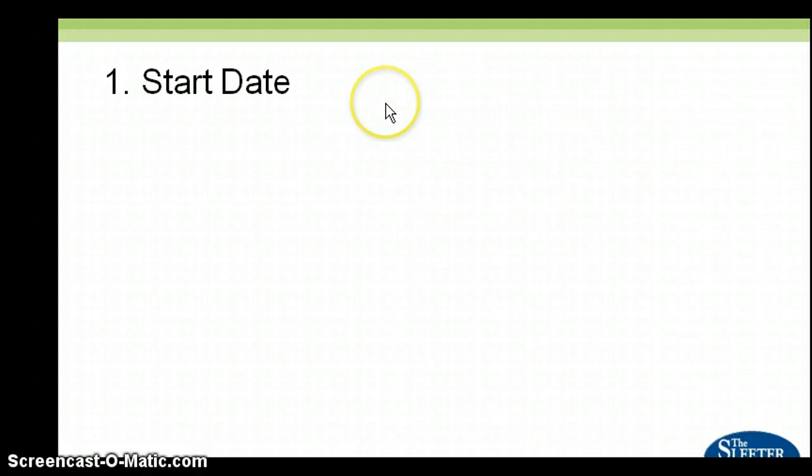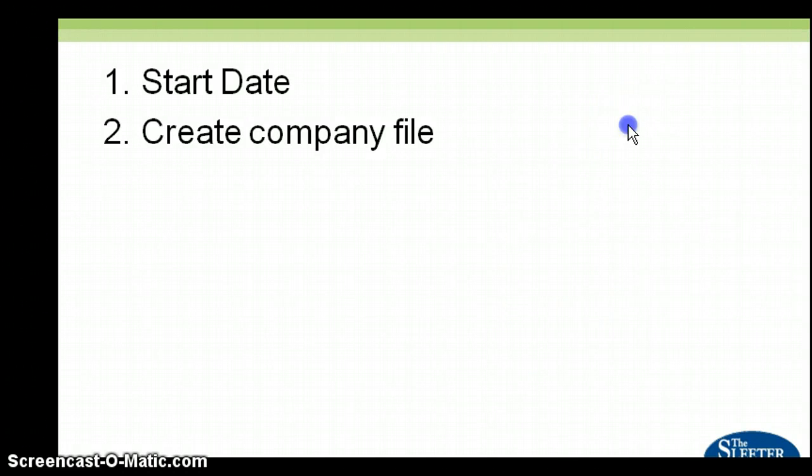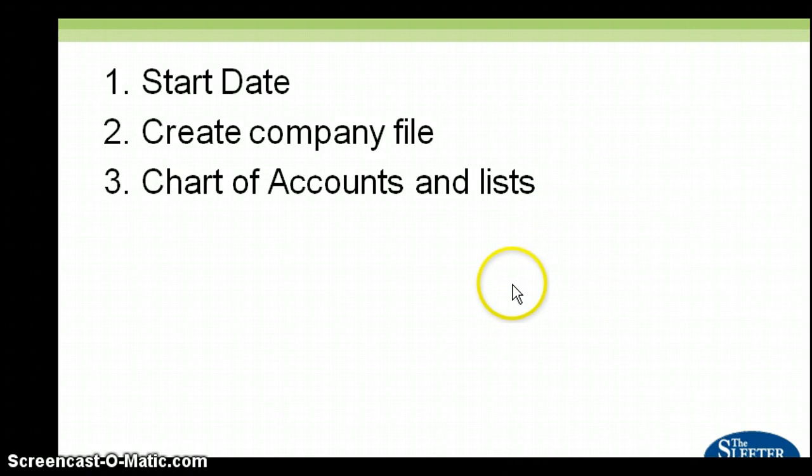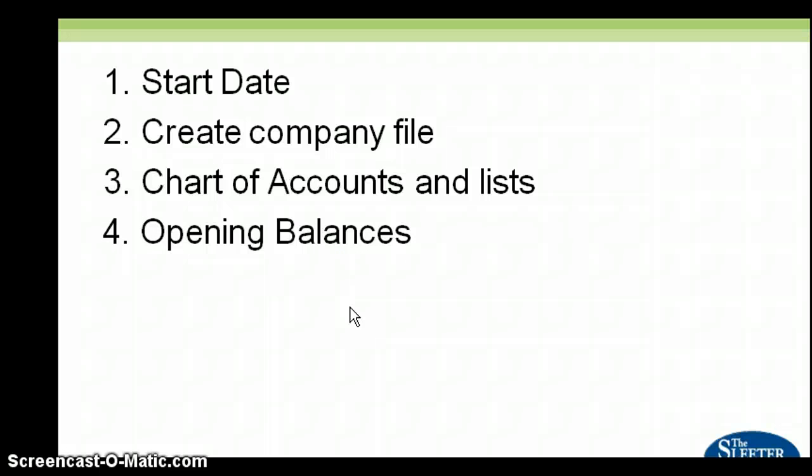So the 12-step process begins really with a start date and some important information about how to create a company file. Another part of it is accounts, the start of accounts and lists. A chart of accounts is obviously the general ledger, which includes assets, liabilities, equity, revenue, and retained earnings. We're going to open beginning balances.